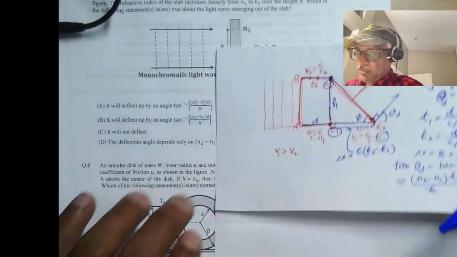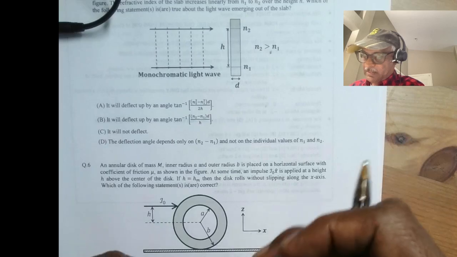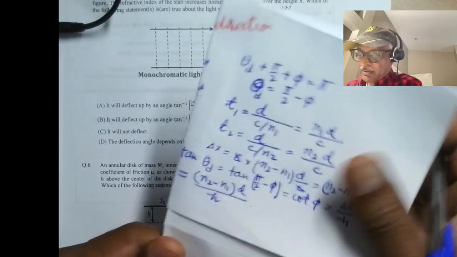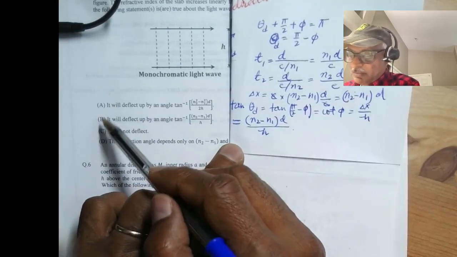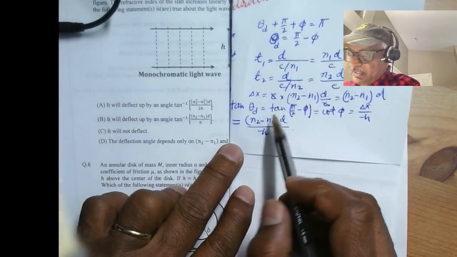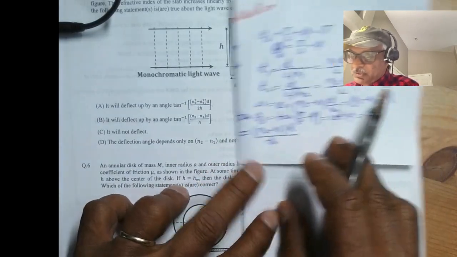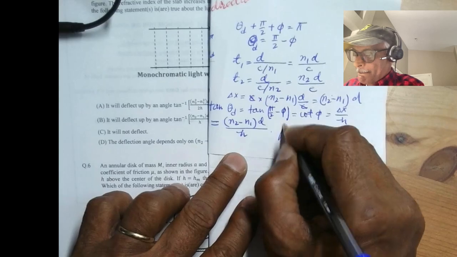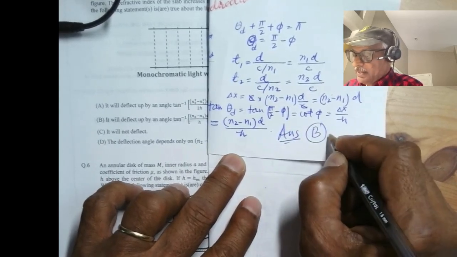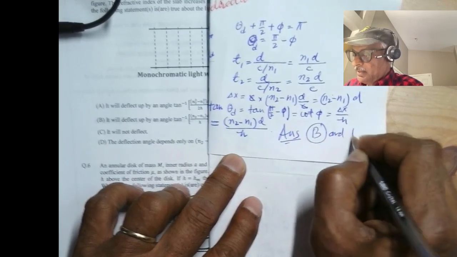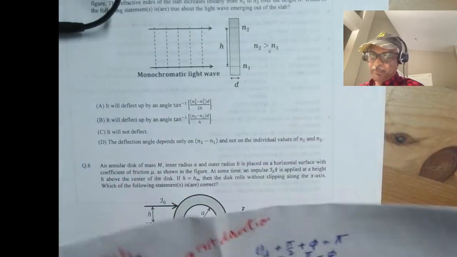So if I look at the answers given, B depends on the difference and not on the individual values. This other option doesn't have the difference formula. So the answer will be just B and D. Yes, this is a pretty interesting problem.